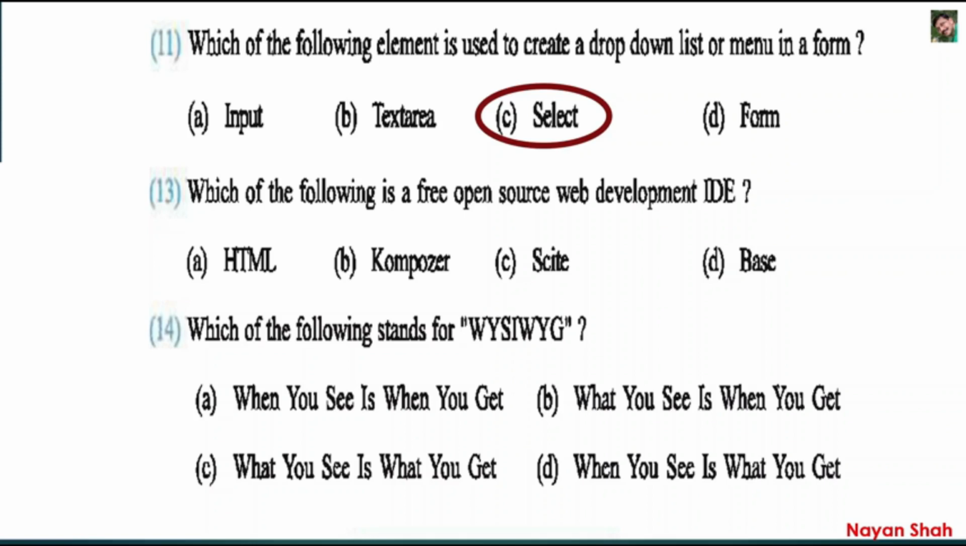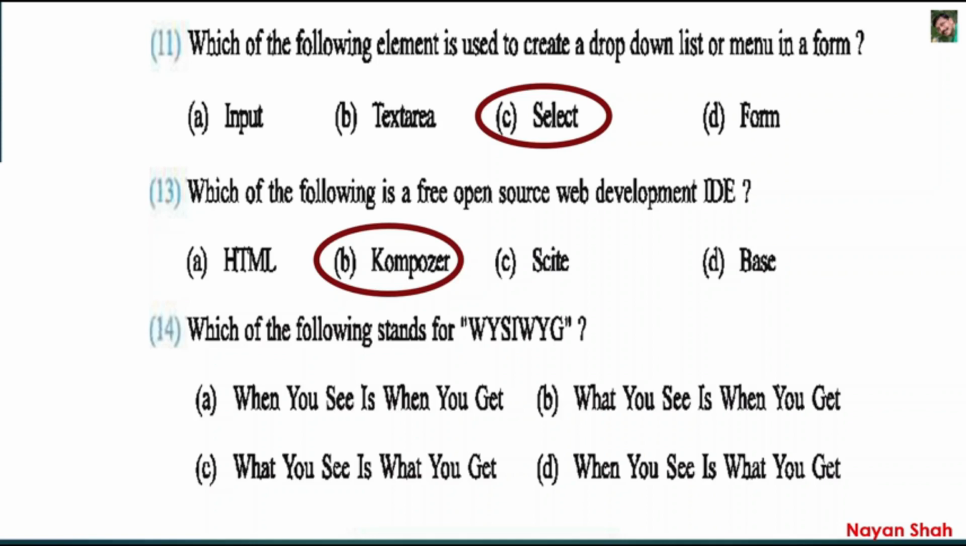MCQ 13. Which of the following is a free open source web development IDE? Now here they had given only one web development IDE name, so the answer is Composer. But suppose they give other web development IDE names which are there in chapter 3, like Amaya or Blue Griffin or Aptana Studio, then you have to think about the answer. But if it is only a chapter 1 based question, it is only Composer.